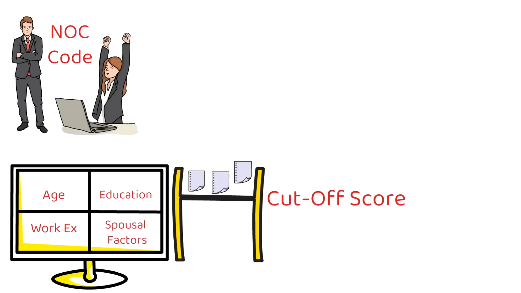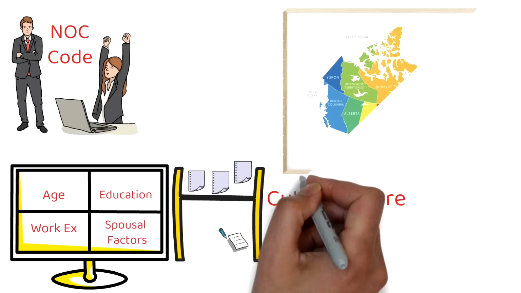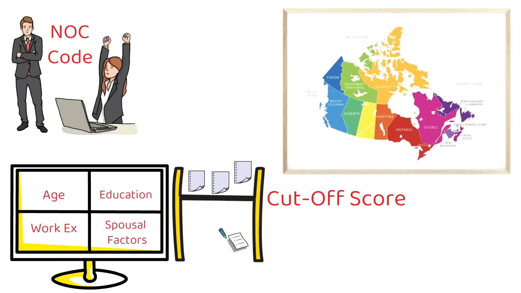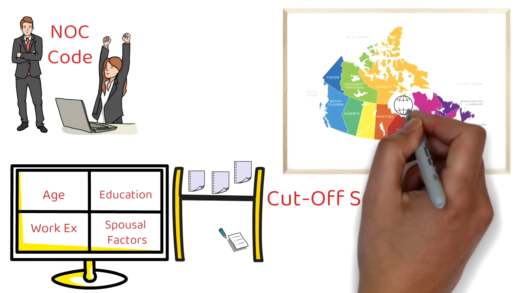Okay, now what if your score is below the cutoff score? Does that mean you won't be able to apply for the PR? Thankfully, that's not the case because every Canadian province has its own immigration programs, and if you're able to get a nomination from any province, you would get 600 points, which would mean that you would be getting the ITA in the very next draw.